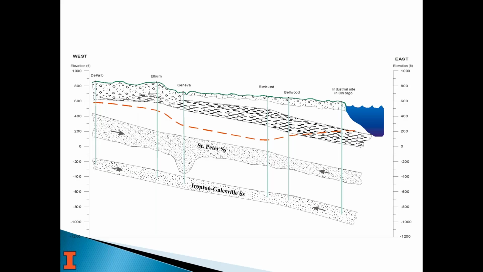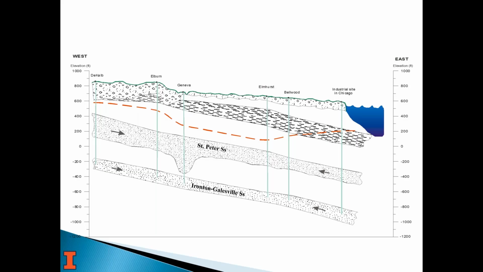Okay, so as another example, this is a real example, east to west, across Chicago from Lake Michigan on the right to DeKalb, which is kind of in the north center of Illinois. And so, we're probably 50, 75 miles across this. And what you see is, the St. Peter sandstone and the Ironton Galesville are two deep sandstone aquifers that are heavily used in the north part of the state. And the red dash line are the water levels.